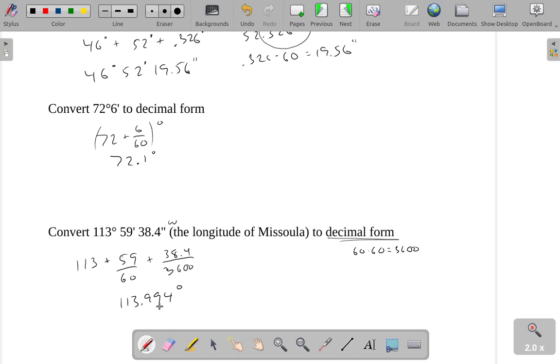You'll notice that this is still less than 114 degrees, which is good because this number right here is less than 114 degrees. We're almost at 114 degrees because it's 59 minutes and 38.4 seconds. You can see this is still almost at 114 degrees. But this is in the decimal form now.